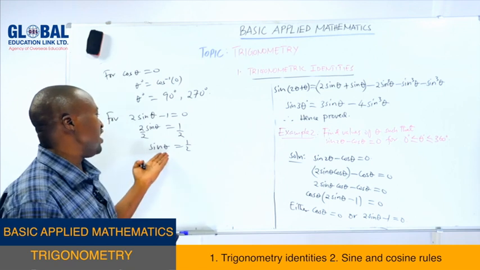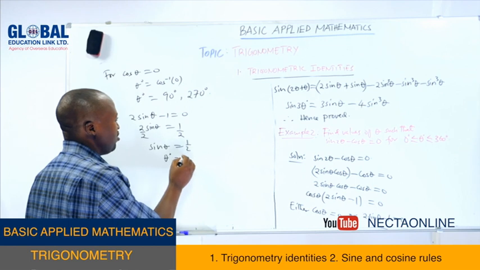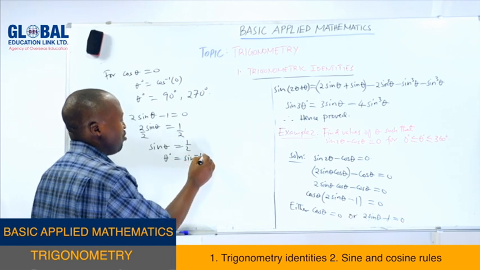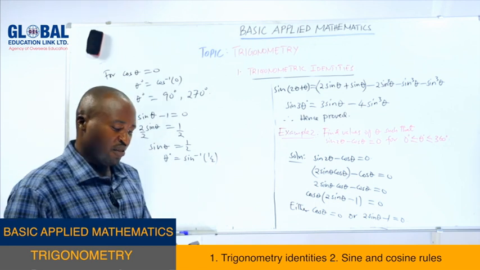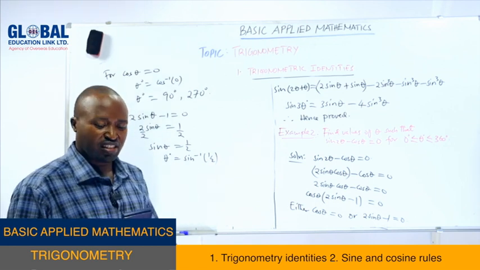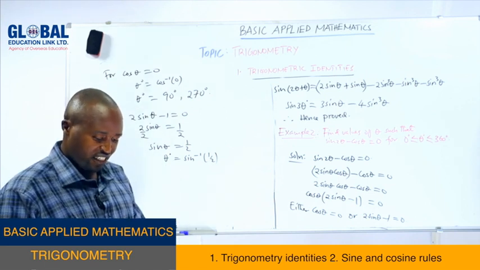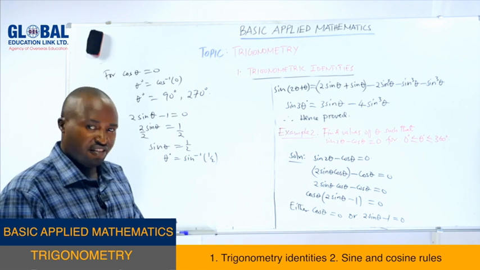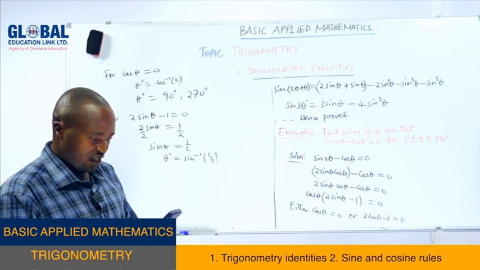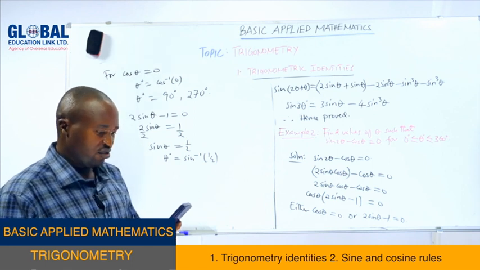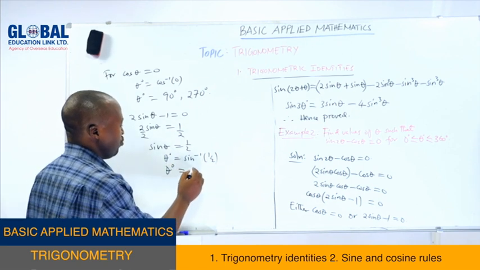But our intention is to find theta. So we can say theta is equal to sine inverse of a half. So again, my dear student, you just use your scientific calculator to find the angle theta. Sine inverse of 0.5 is equal to 30. That is, theta is equal to 30.